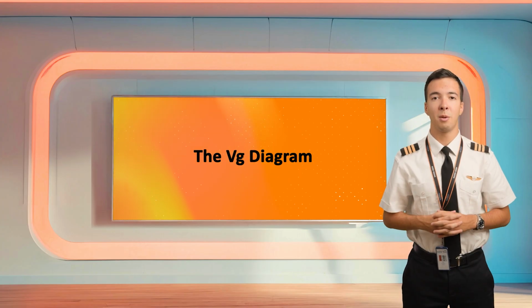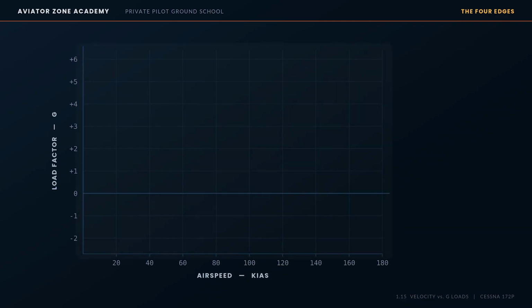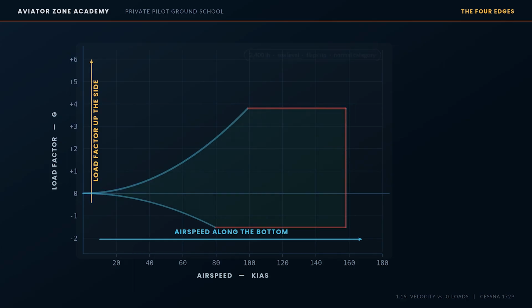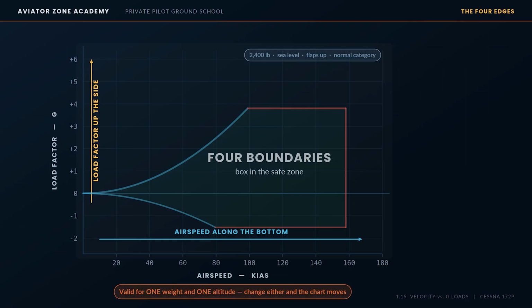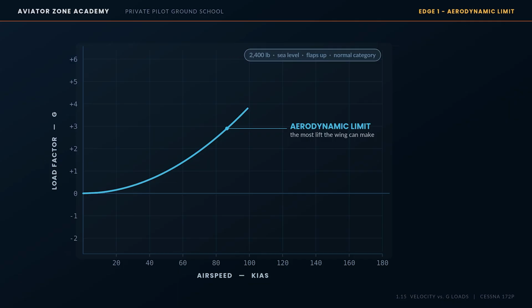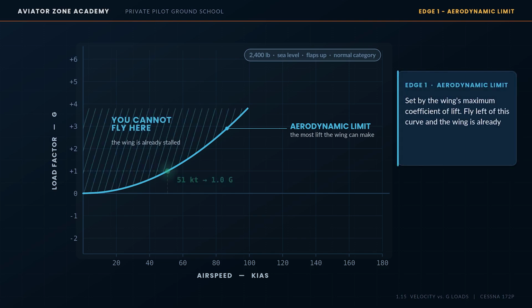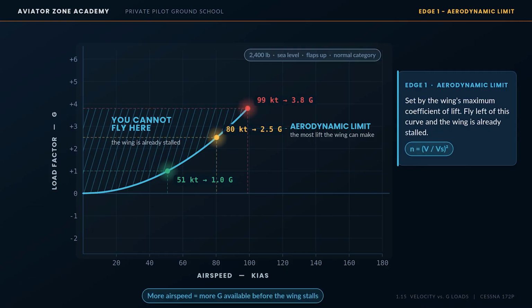The four edges of the envelope. Now picture the diagram. Airspeed runs along the x-axis on the bottom and load factor runs up the y-axis. Four boundaries box in the safe zone, and this chart is valid for one specific weight and altitude. On the left is a curved line, the aerodynamic limit, the most a wing can make before it stalls. You cannot fly to the left of it. Notice that as airspeed increases, the wing can generate more G before it stalls.